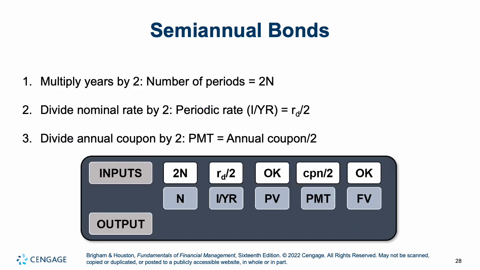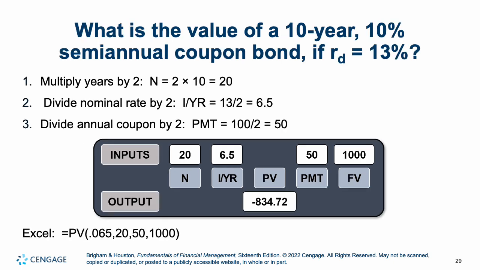If we want to look at a semi-annual bond, some of them do this. You would multiply your years by 2, so now we're doing semi-annual periods. So if it was a 10-year semi-annual bond, N would be 20 instead of 10, and you divide your interest rate in half and cut your coupon in half as well. So let's take a look at this on the following slide. So in this case, we have a 10-year, 10% semi-annual coupon bond. Return on debt is 13%.